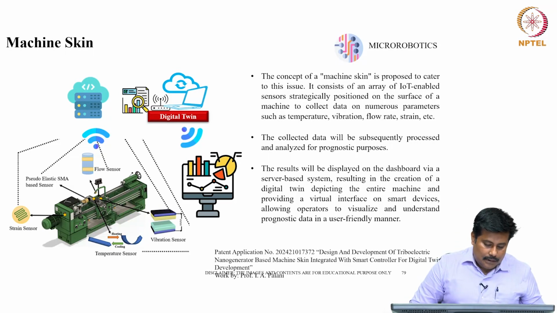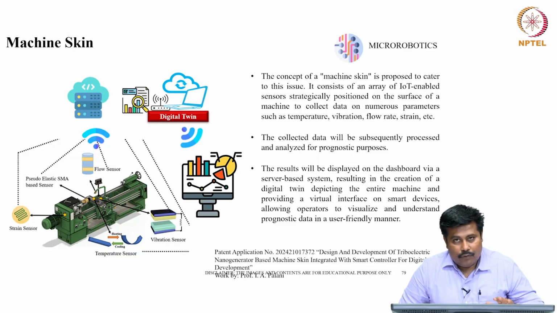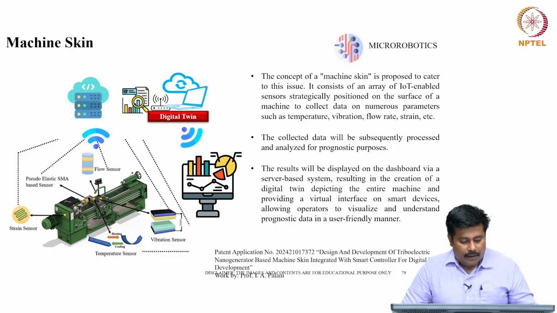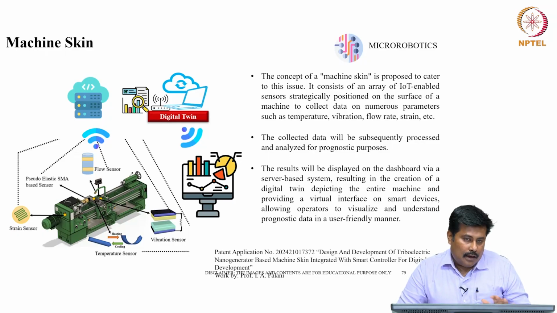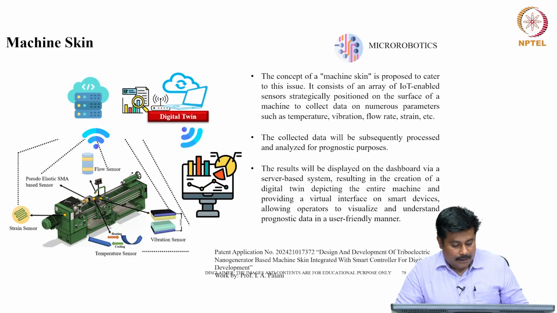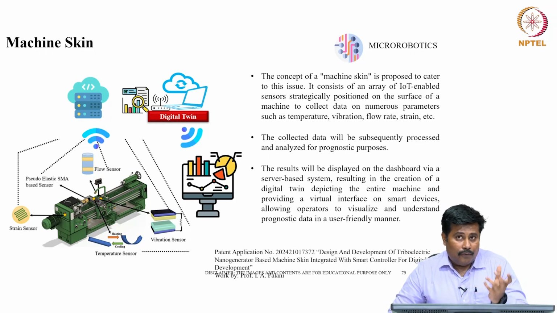When we consider this machine skin, let me give you a simple example. Like there is a lathe, and we need to have condition monitoring of the lathe. This is a pretty old lathe. In this particular lathe, some of the key parameters involved are the temperature generated because of the spindle rotation, vibration because of the undulation in the structure, flow because of the movement of the liquid, and then a strain which is established over here.